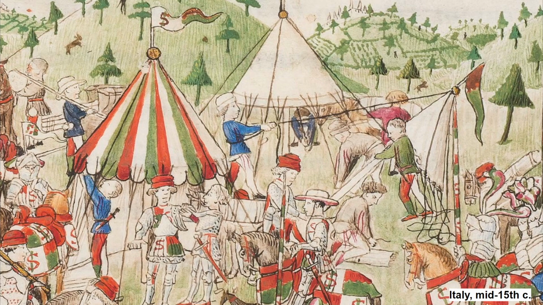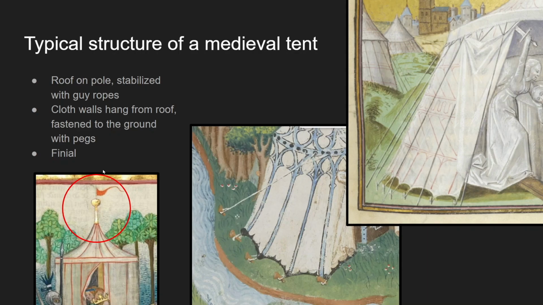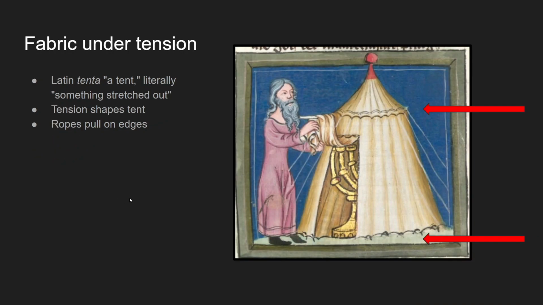Finally, the cloth walls are suspended from the roof. These images show how the walls hung from the roof and fastened to the ground with ropes and pegs. The roof is typically topped with a finial. Medieval tents are essentially fabric structures that are held under tension by ropes.